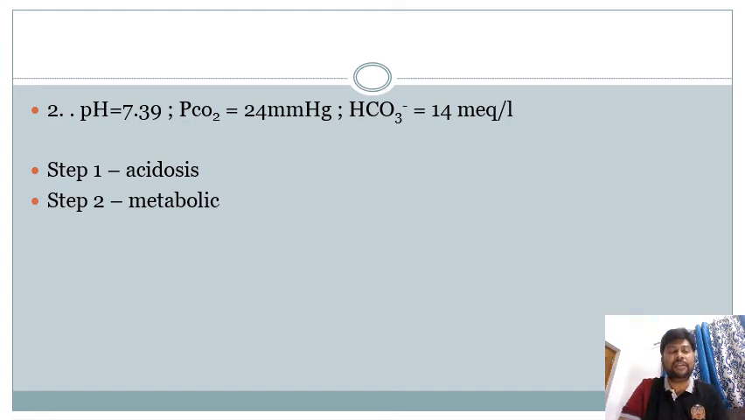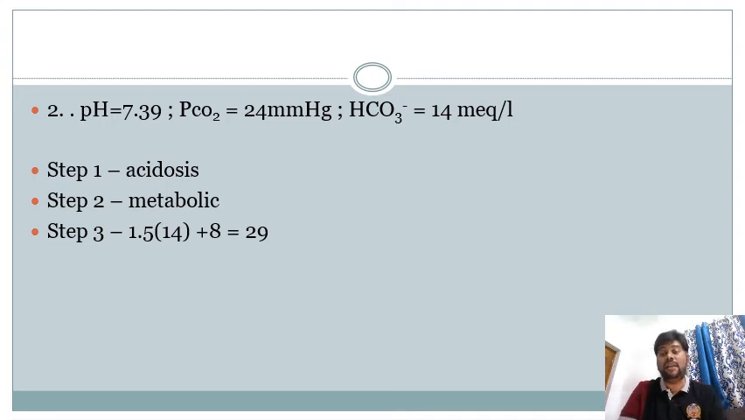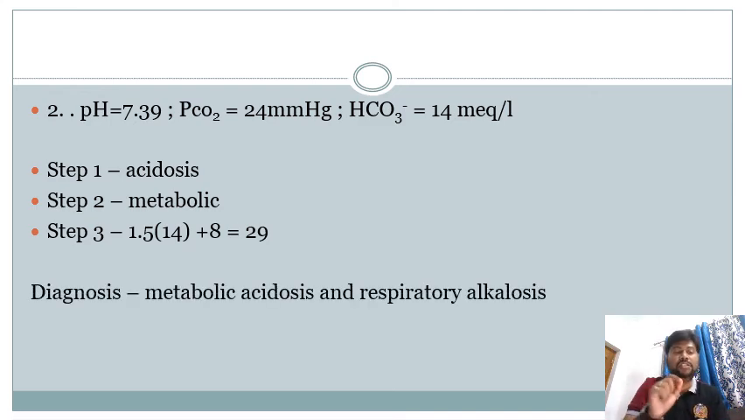After confirming the metabolic acidosis, you take the formula and substitute the bicarbonate value to find out the PCO2. If you substitute the bicarbonate level here, the PCO2 level comes as 29 millimeter mercury. Suppose the lungs have compensated, it can go down to only 29 millimeter mercury. But here it has further decreased to 24, which means this decrease in PCO2 is not due to compensation. That means there is an additional disorder. So this patient is suffering from both metabolic acidosis as well as respiratory alkalosis.